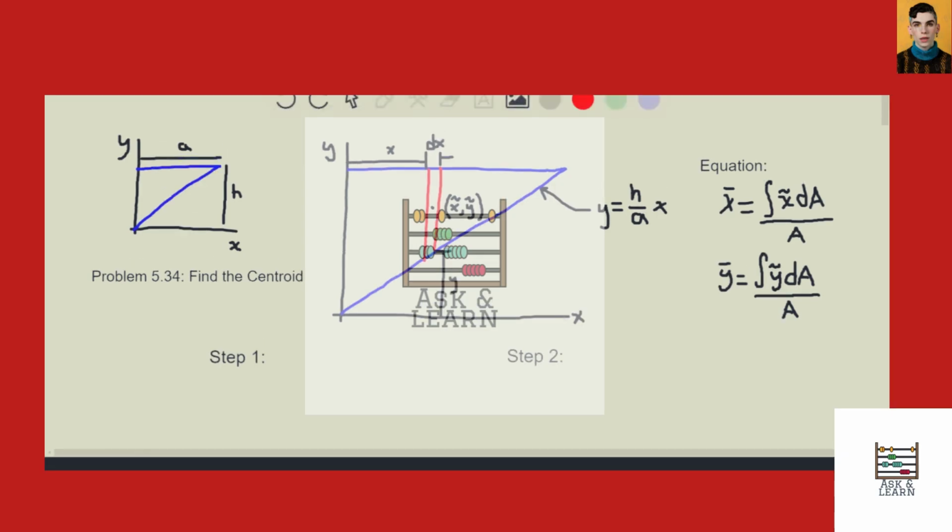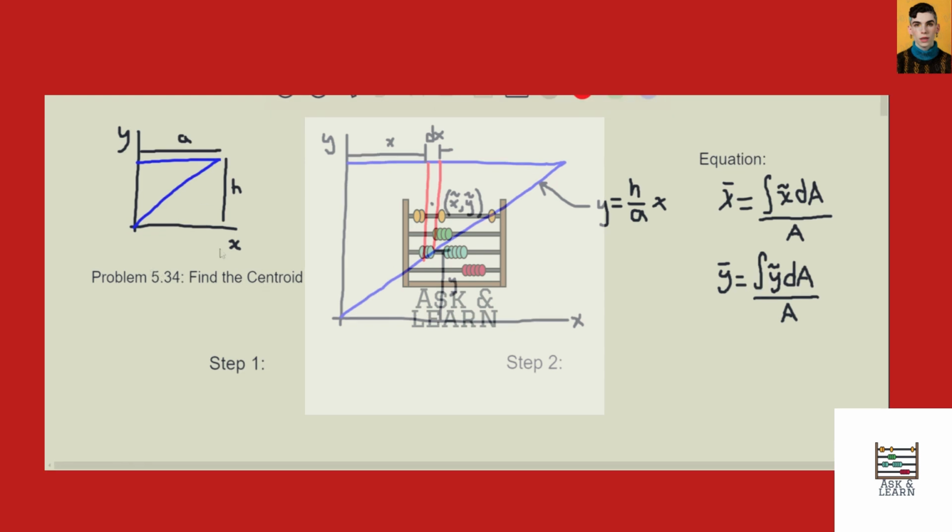Okay, we're doing problem 5.34. We're trying to find the centroid of this triangle with height h and width a. What I've done is just redrawn it over here a little bit bigger so that I can demonstrate the slices that we're going to use to find the centroid.